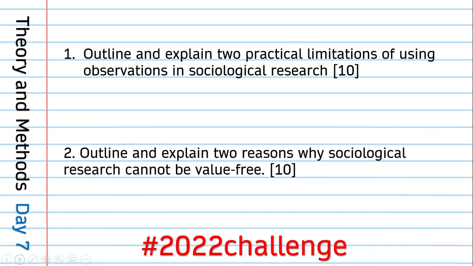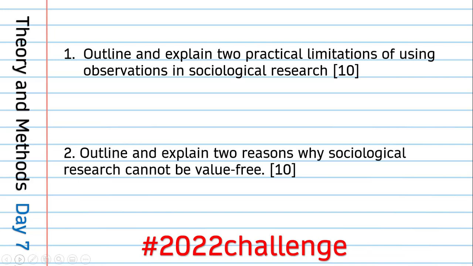And of course, observations can be covert or overt, participant or non-participant, and we're looking for practical limitations. So this is things like the time it takes, the access to resources, access to participants, the funding, personal characteristics of the researcher, those types of things, the logistics of conducting a piece of research.